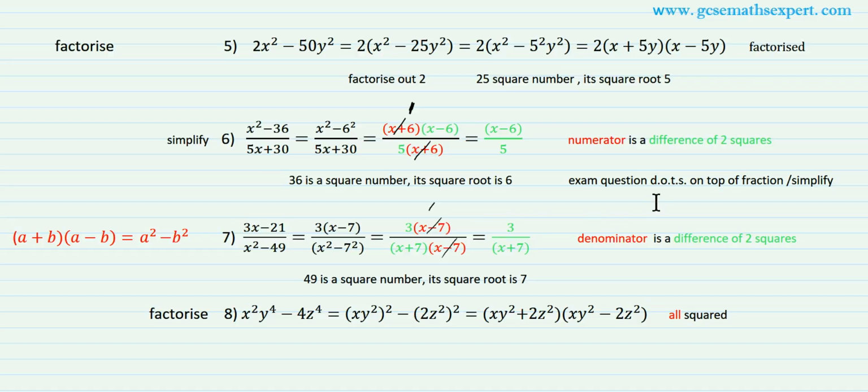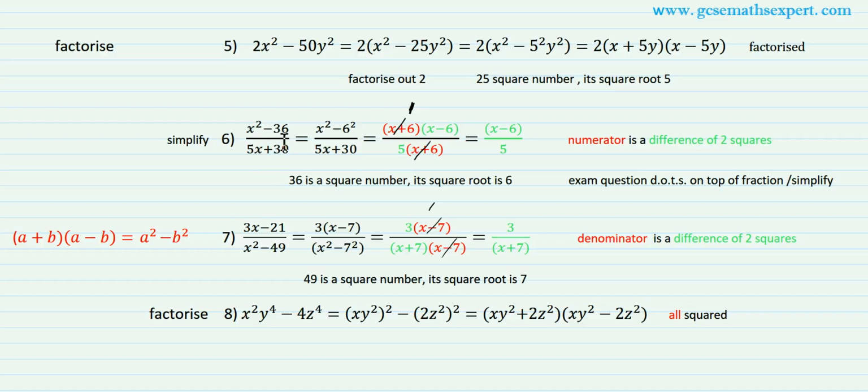Sometimes in exam questions there'll be a difference of 2 squares on top of a fraction or on the bottom, and they'll disguise it, and you have to simplify it. So we've been asked to simplify this: x squared minus 36 divided by 5x plus 30.